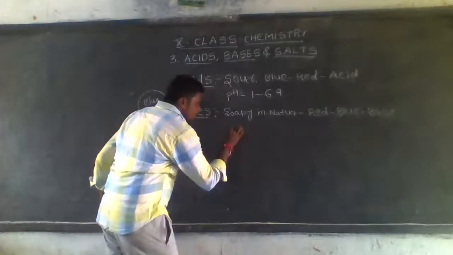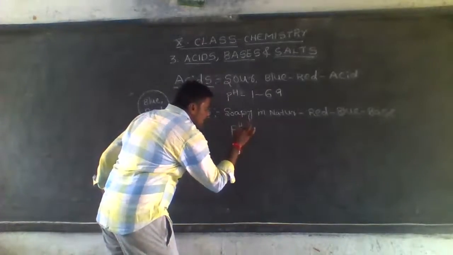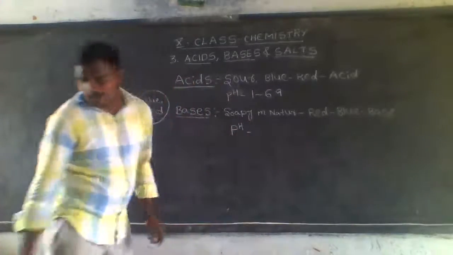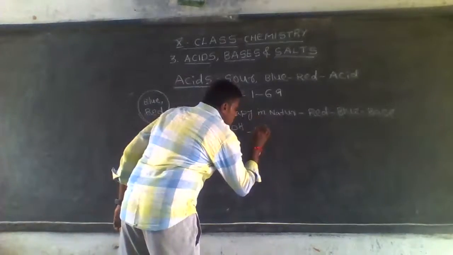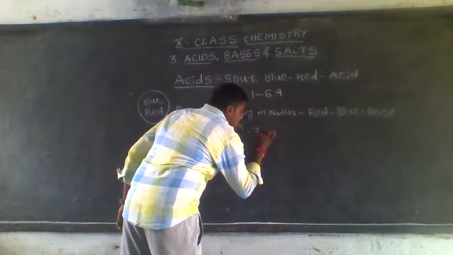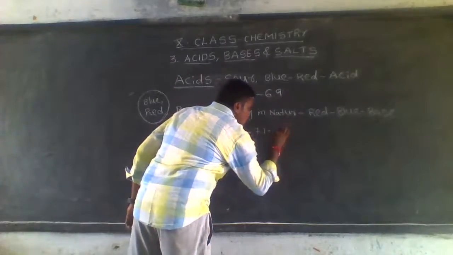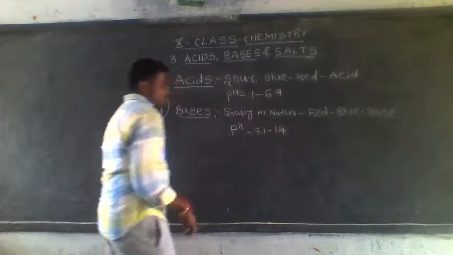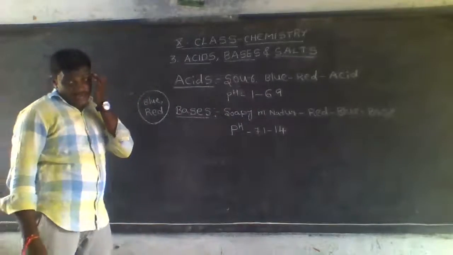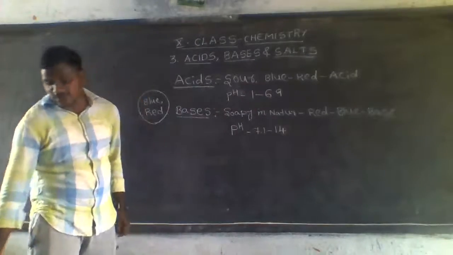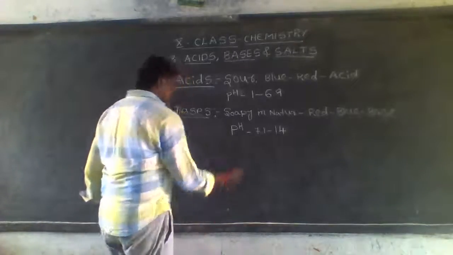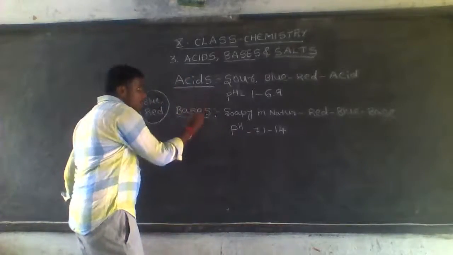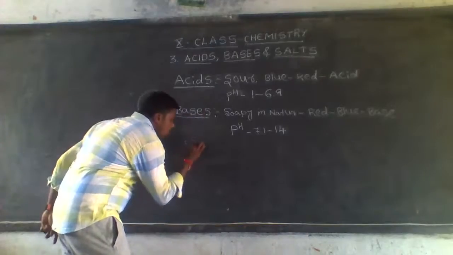So pH, percentage of hydrogen. The pH of a base is 7.1 to 14. So that is acid and base.